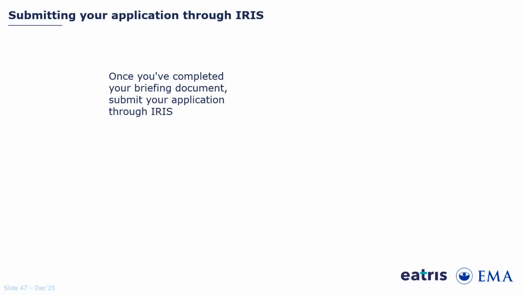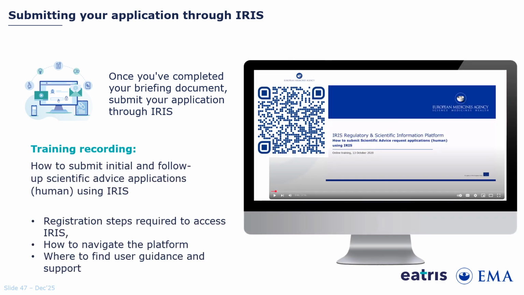Once you've completed your briefing document and you're ready to submit your application to the EMA, the next step is to use the IRIS platform. To support applicants, EMA has created a detailed step-by-step tutorial. This guide walks you through the entire scientific advice submission process, from registering for access to IRIS, to navigating the platform, creating your application, and finally, submitting it. You also find guidance on where to access user support and helpful documentation, ensuring you have everything you need to complete your submission smoothly.